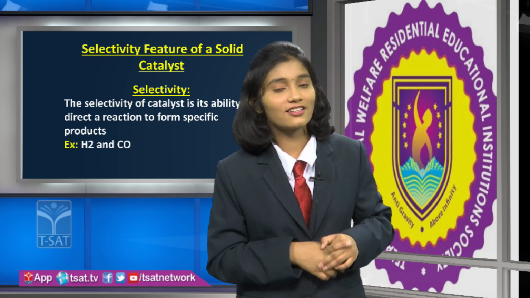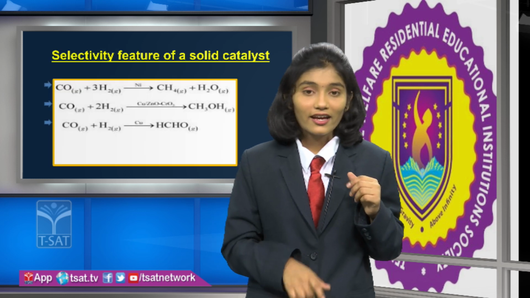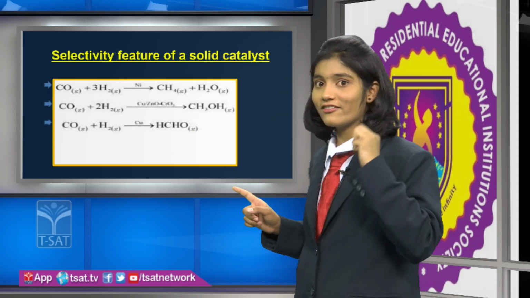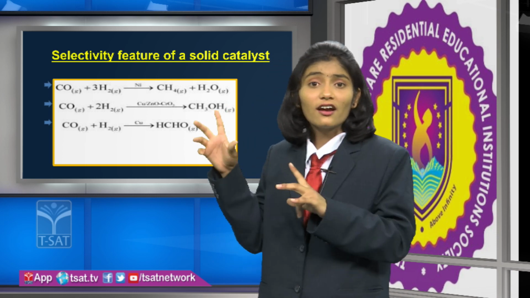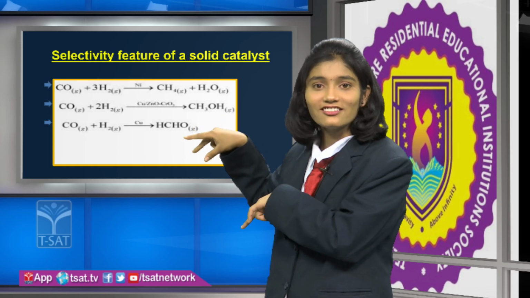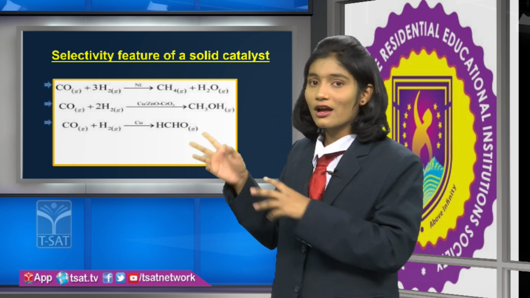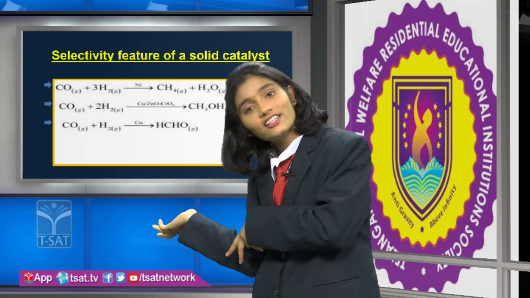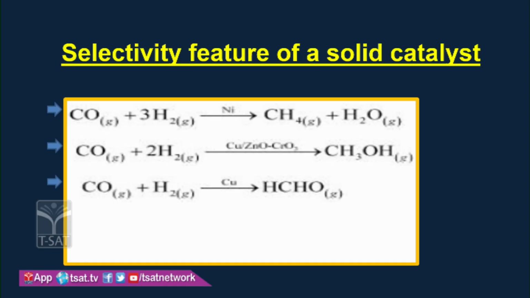For example, friends, if we look chemically, here on this slide you can observe three reactions, right? Firstly, the reactants of these three reactions are the same. When carbon monoxide is reacted with hydrogen in the presence of different catalysts, it gives different products. In the first reaction, when carbon monoxide is reacted with hydrogen in the presence of catalyst nickel, it forms methane and water.